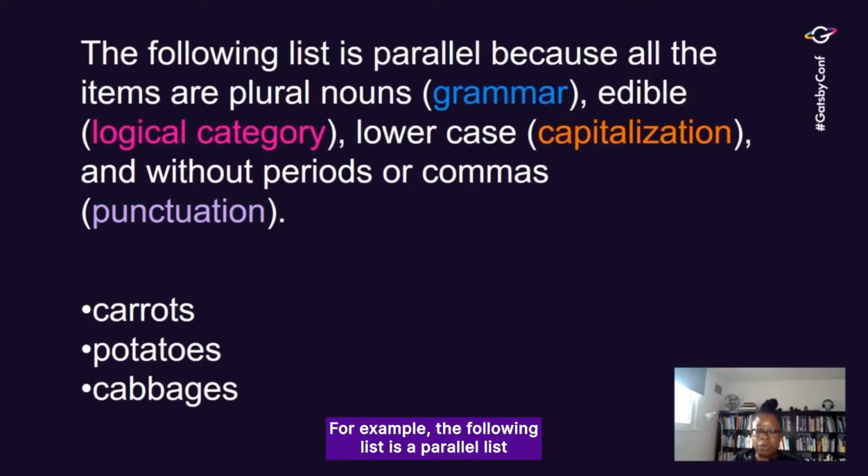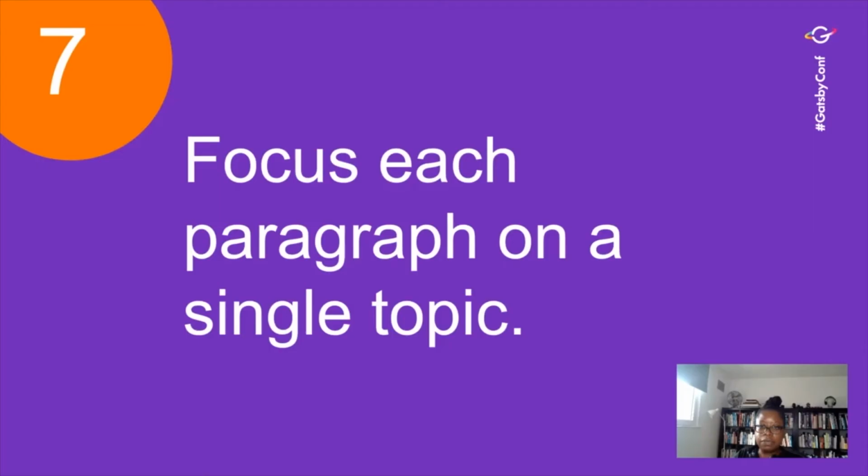For example, the following list is a parallel list because all the items are plural nouns, edible, lowercase, and without full stops, periods, or commas. Number 7. Focus each paragraph on a single topic. A paragraph should represent an independent unit of logic. Restrict each paragraph to the current topic. Don't describe what will happen in a future topic or what has happened in a past one.